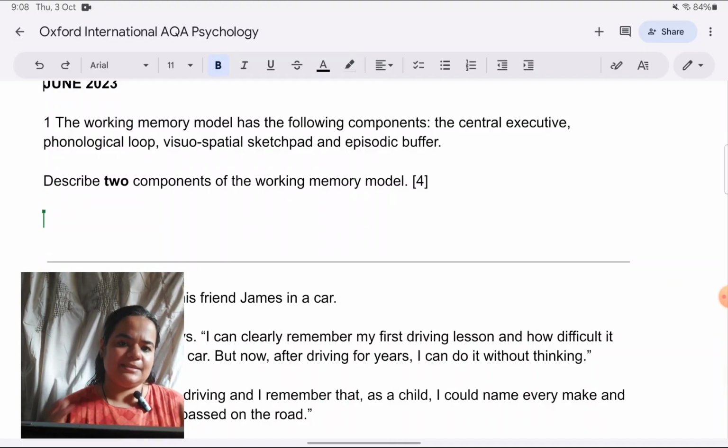Personally, I'm just taking the central executive and the episodic buffer because I feel they're a little briefer to describe, given that each is worth only 2 marks in this question. So it's an AO1 question, 2 marks for describing the first component, 2 marks for the second.